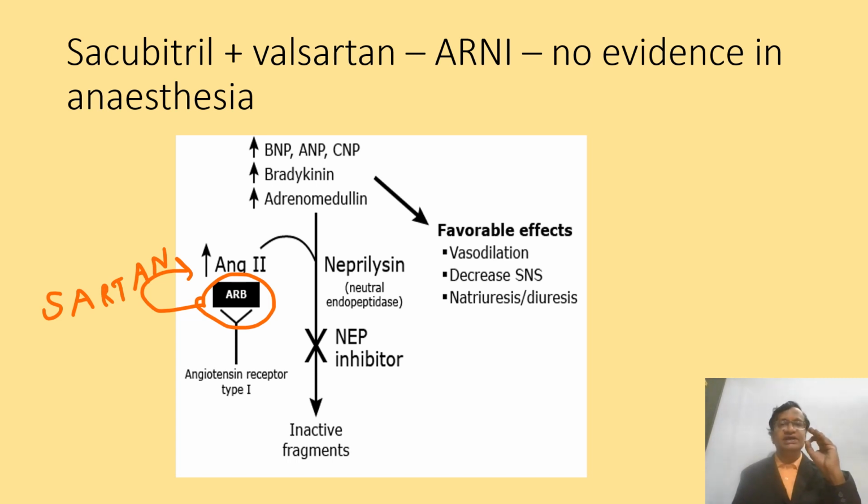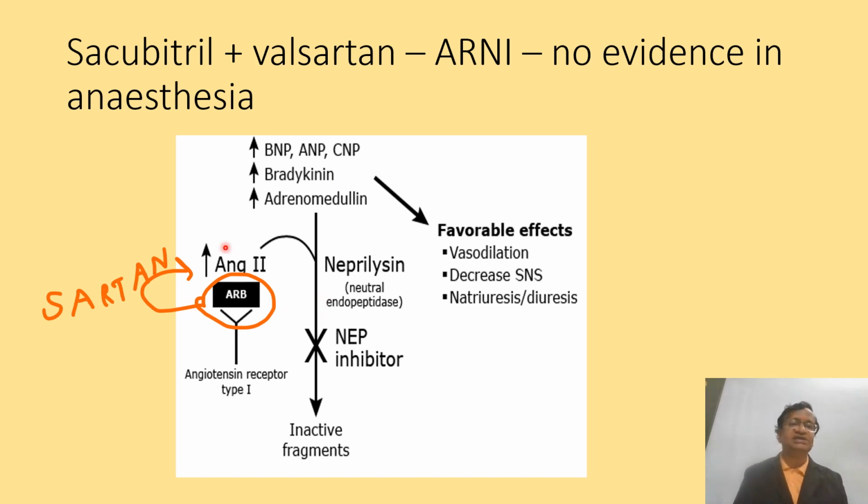There is a drug called ARNI. What is that? Angiotensin receptor and neprilysin inhibitor. What does neprilysin do? Neprilysin increases bradykinins, increases ANP, increases brain natriuretic peptide. All these things are very good. We want ANP to increase, we want BNP to increase. All these things cause vasodilatation, decrease the sympathetic system, and cause natriuresis. So with neprilysin blockade, all these things are happening.